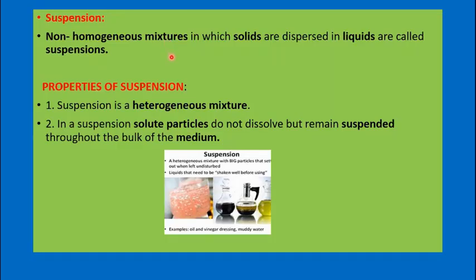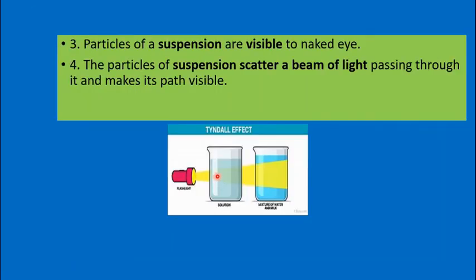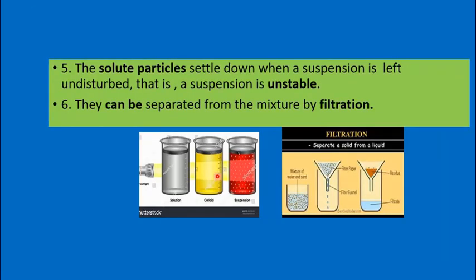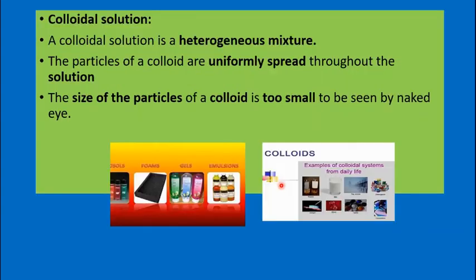Then we had learned what is suspension. These are the examples of suspension. Where the particles and all, it is again a heterogeneous mixture. Then we had learned what is Tyndall effect, and how in a suspension you can see the particles and all will settle down. And then how it can be separated by filtration.